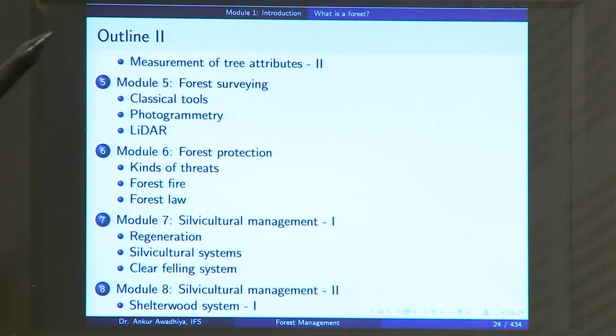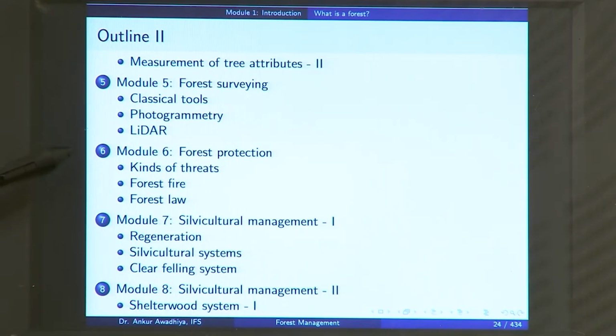The fifth module is forest surveying. So, what is a forest survey? How do you do a forest survey? So, there are certain classical tools of doing a forest survey such as a chain survey or a compass survey, and there are also some modern tools such as photogrammetry and lidar. So, we will look at how we are using satellites, how we are using drones to survey a forest. How are we using lidar, which is light detection and ranging, to understand the height distribution of different trees or the volume or the biomass of a forest.